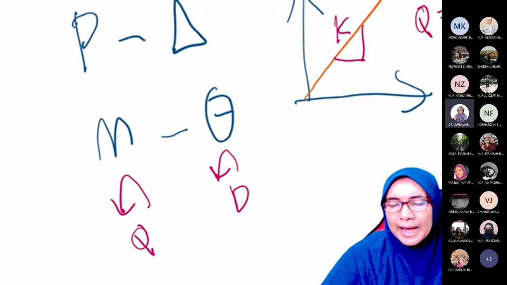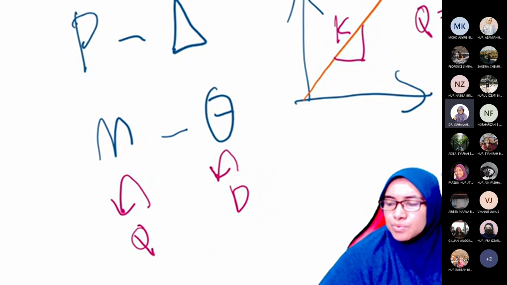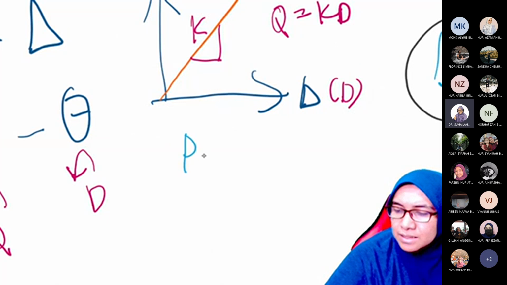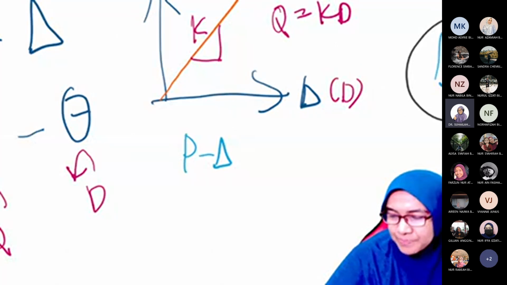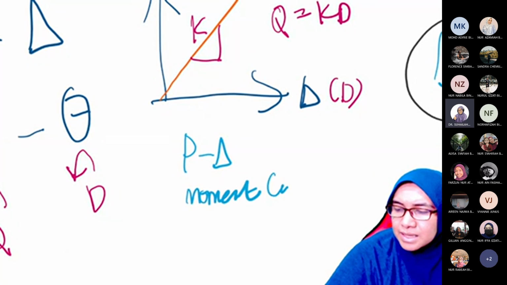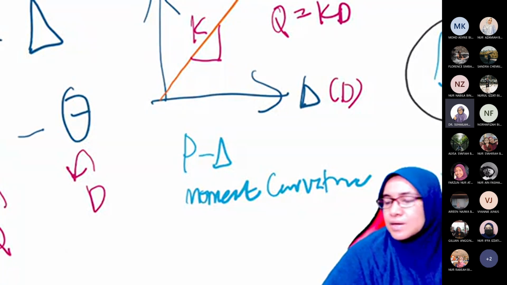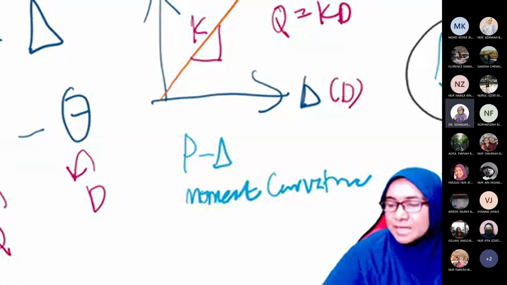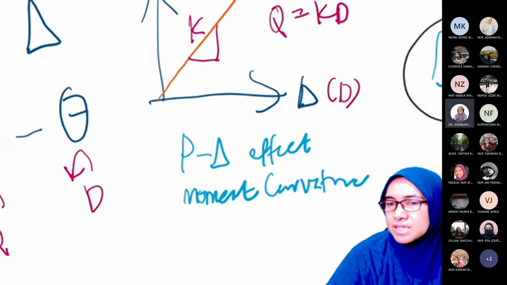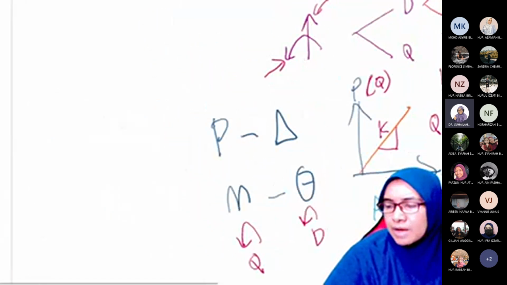Okay, so M theta ni, we call as in structure, we call the name as moment curvature. P dengan delta ni kita panggil dia P delta effect. M dengan theta ni kita panggil dia moment curvature. Nanti bila you further study on structure, you akan jumpa lagi lah term-term ni, P delta effect as well as moment curvature, M theta. Okay, so nama-nama ni, you have to get familiar.